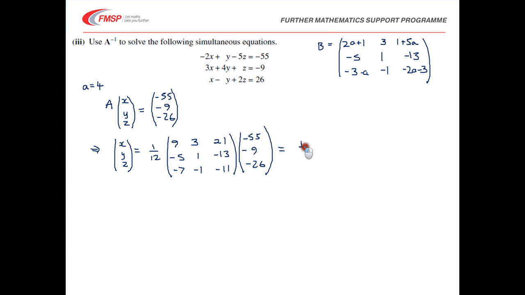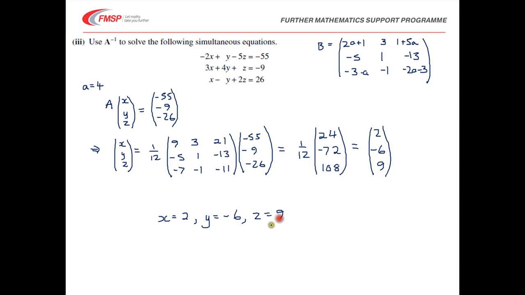Grab a calculator, and if you've got the matrix function on your calculator, you could plug that in to do it, or just do 9 times minus 55 minus 3 times 9 plus 21 times 26 and get your answer that way. So 24 minus 72, 108. And conveniently, all those numbers divide by 12, get 2 minus 6, 9. It's important then to write down your solution. X equals 2, y equals minus 6, z equals 9.